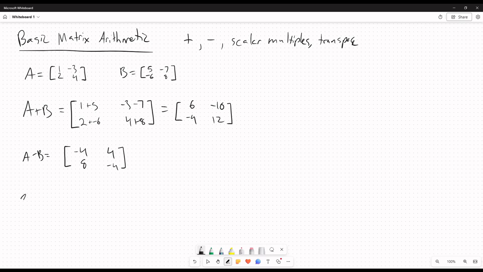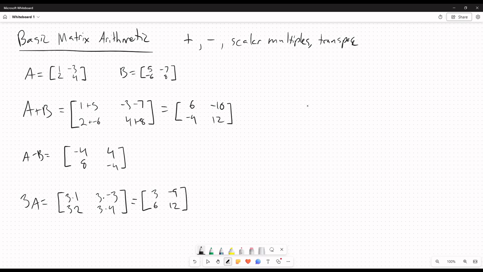Scalar multiplication. Say we're doing something like 3A, we multiply everything in the matrix by that number. We multiply each component by that. So 3A would just be 3 times 1, 3 times -3, 3 times 2, and 3 times 4 to give us 3, -9, 6, and 12.